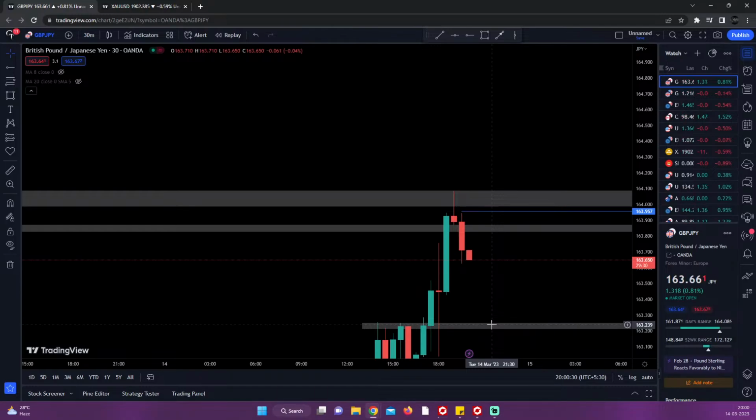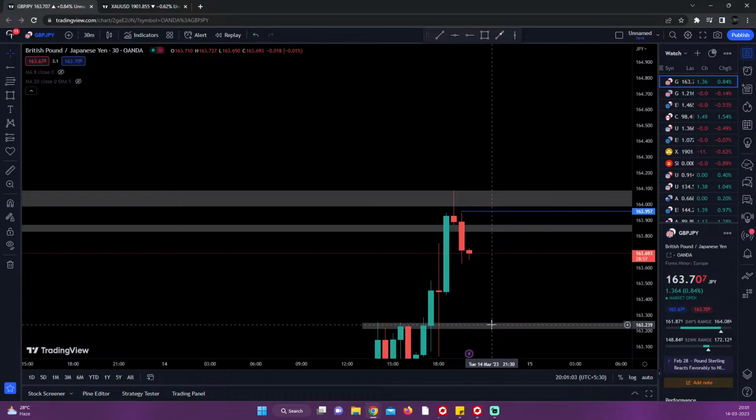But if we talk about the buying scenario, if the current 30-minute candle, which is creating a lower wick right now, just starts to go up and breaks above the 163.957 area, then I might take a buy trade. But what I'm gonna do is reduce my lot size to half. Like if I take one lot, then I'm gonna reduce it to 0.50.